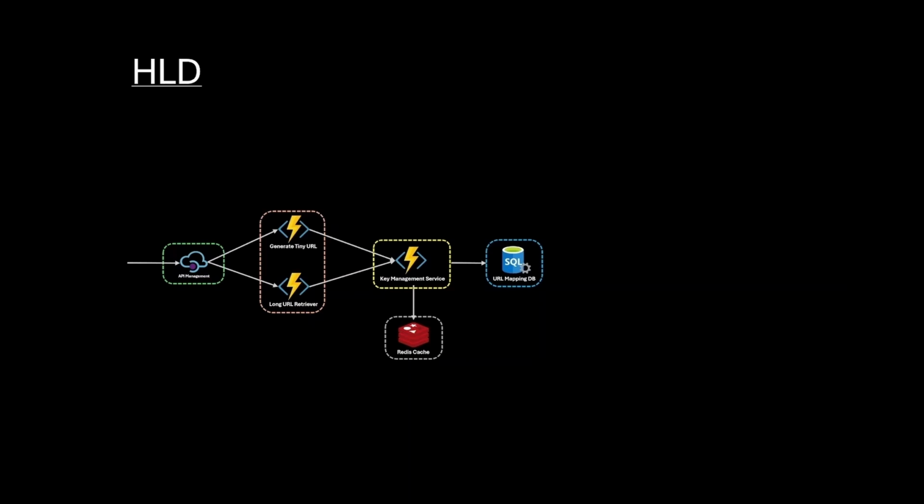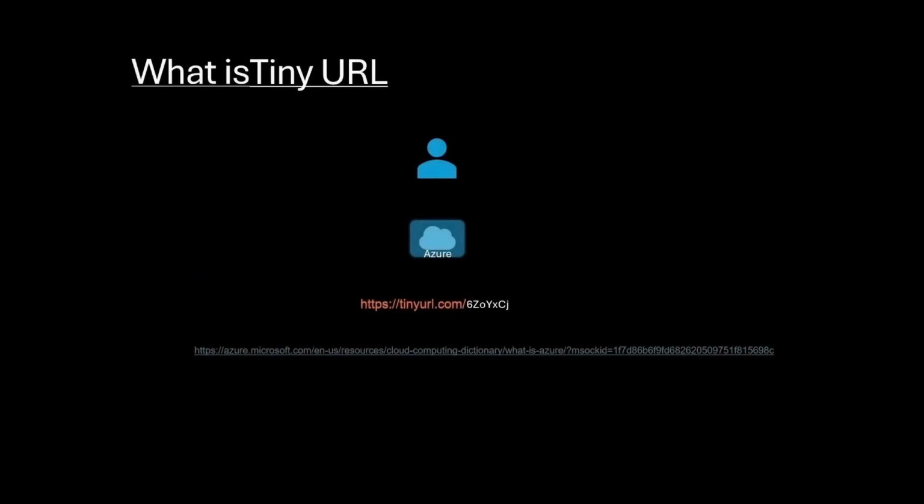You can also use Redis cache to reduce the IOPS on the database where you would save your tiny URL and long URL mapping. Key management service will access the URL mapping DB to save the tiny URL and long URL mapping as well as to retrieve that mapping. This is what the key management service will be using. All right, so this is our final HLD. Let's go back to our original discussion.